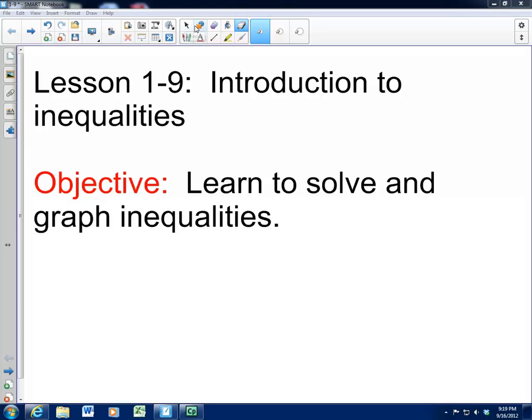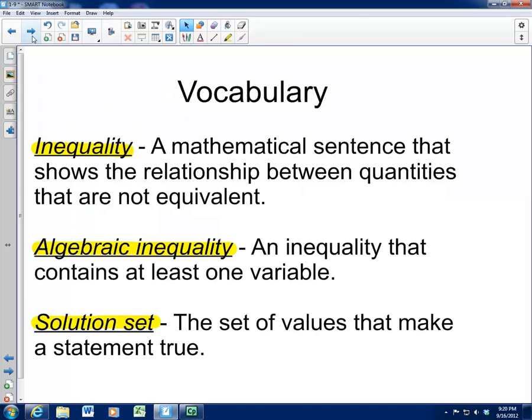All right, let's take a look at our lesson today. Today we're going to be talking about inequalities, okay? And our objective today is to learn how to solve and graph inequalities on a number line. So let's take a look at our first slide.